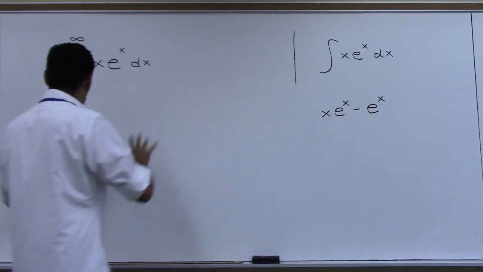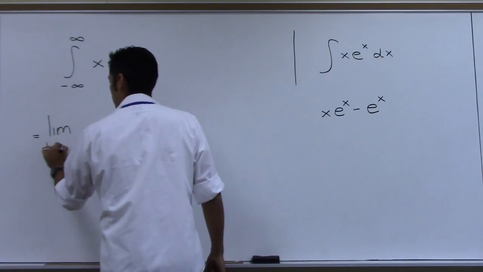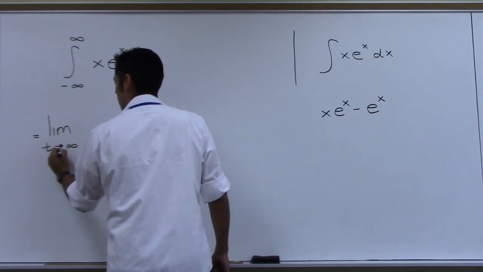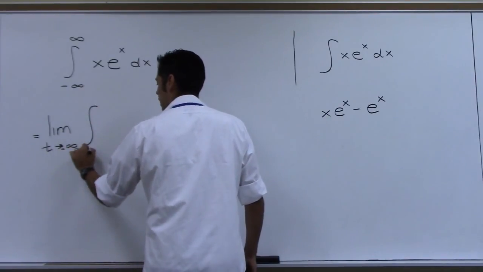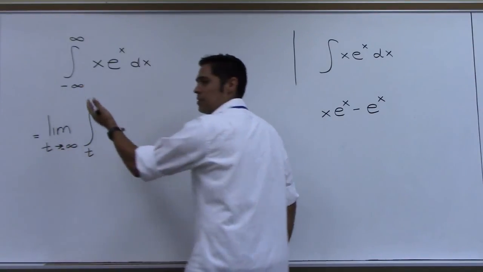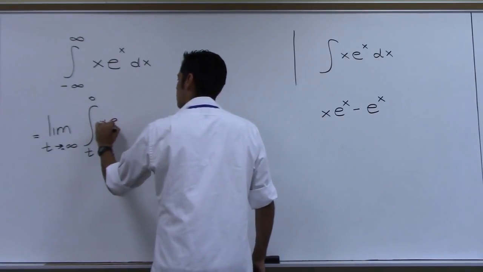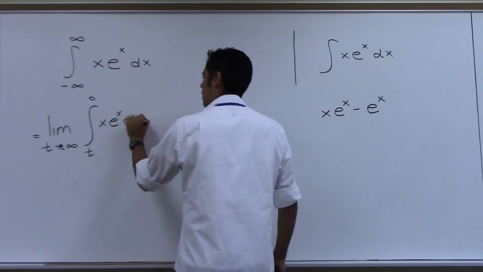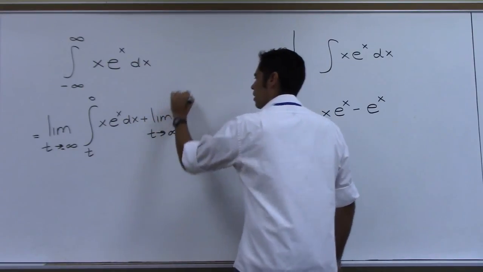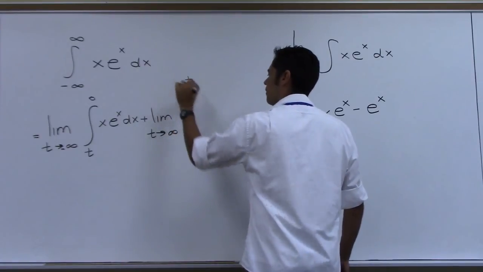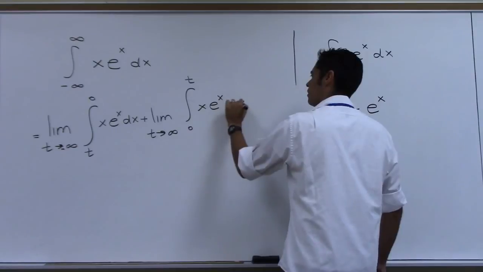So I'm going to break it into 2 problems, and each one of them is going to have their own limit. The first one, the limit as t goes to negative infinity, and I'm going to integrate from t to what? You want to pick 0 again? 0? We'll go to 0 of x e to the x dx. Then my next limit will represent the other integral, which will go from 0 to t. I'll go to positive infinity this time, of x e to the x dx.